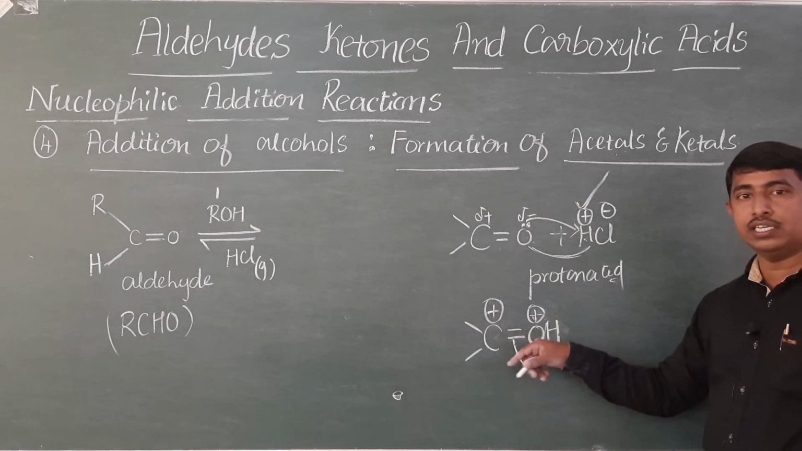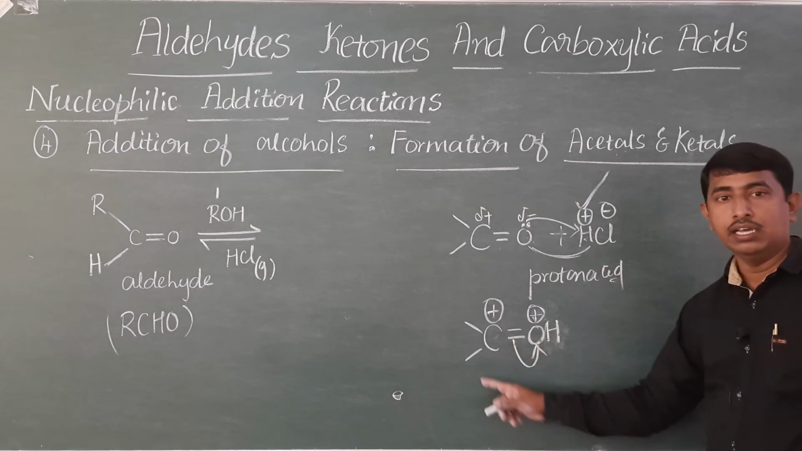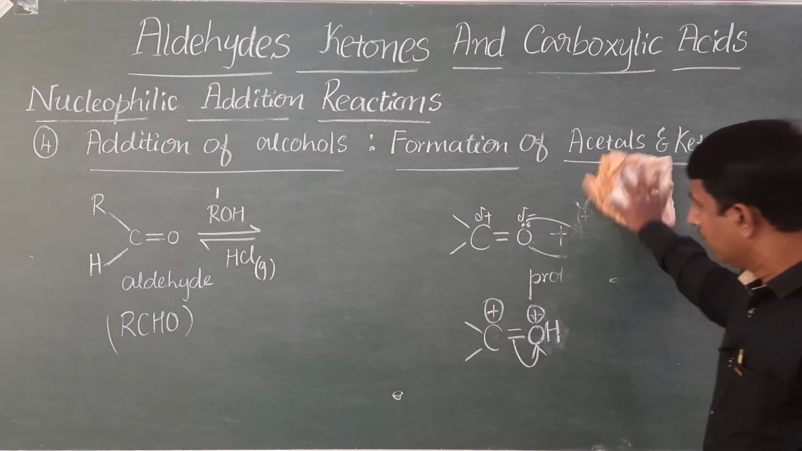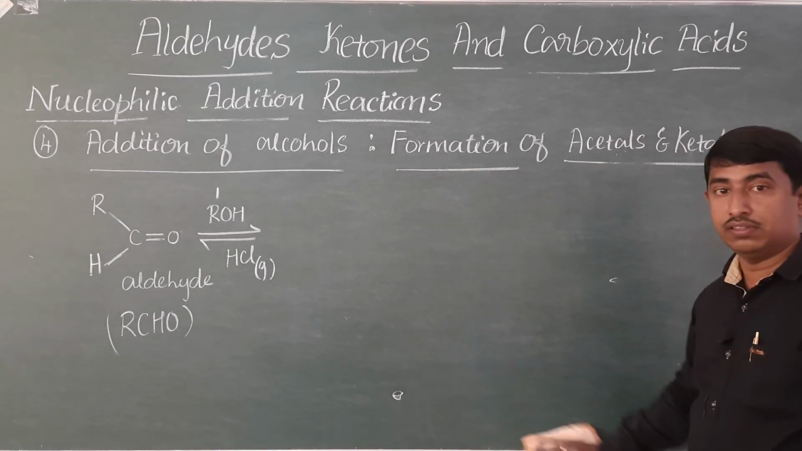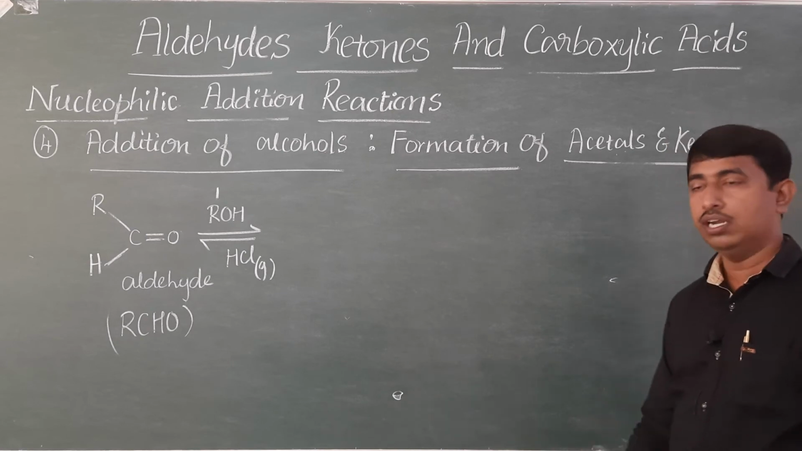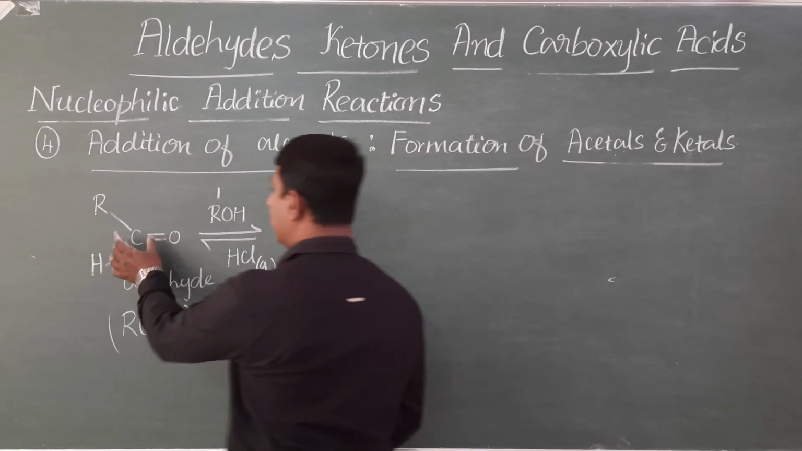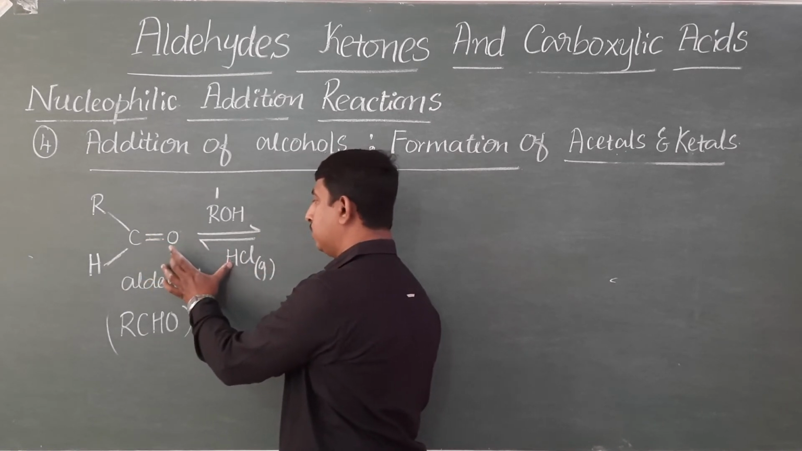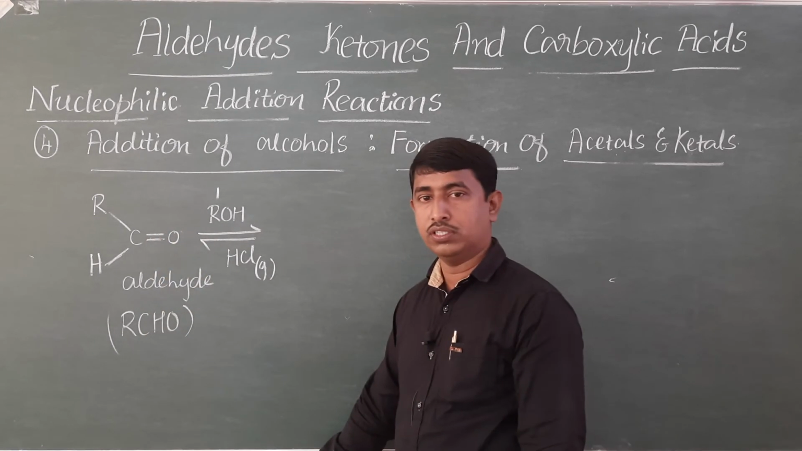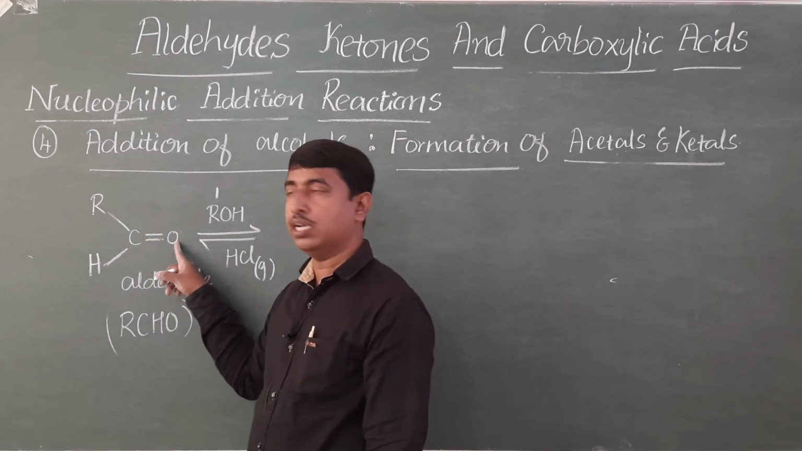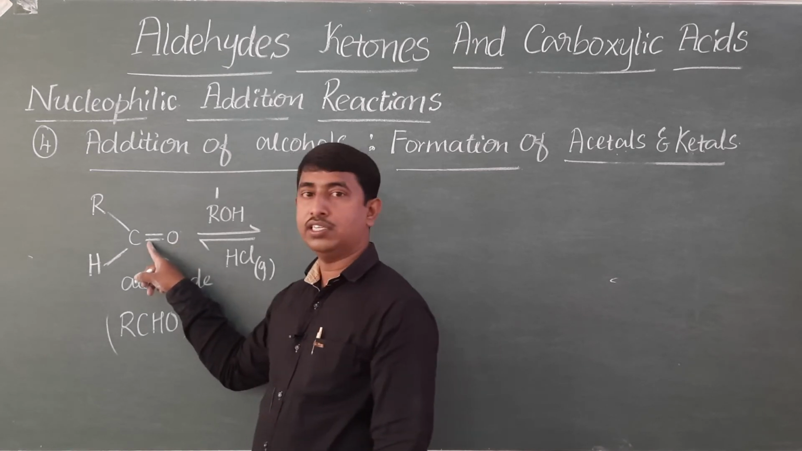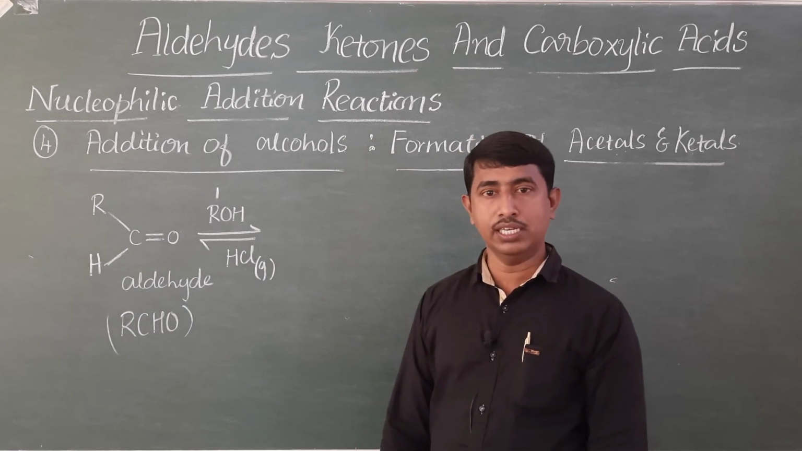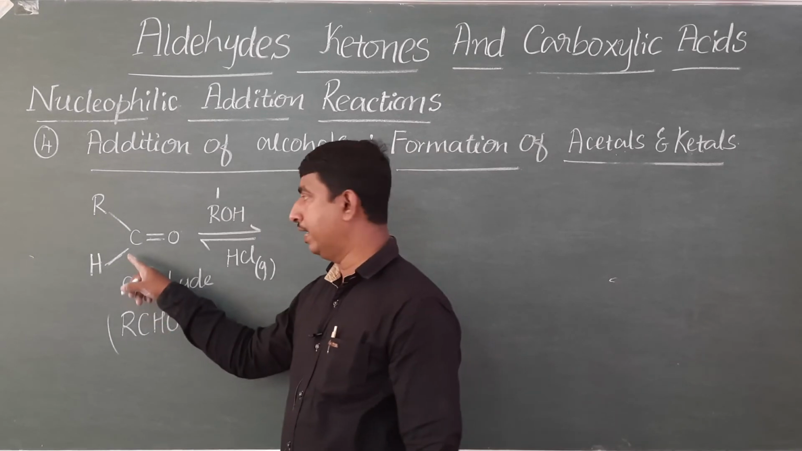So once electrophilicity increases, the nucleophile can readily attack this carbon atom. So the role of HCl is that it increases the electrophilicity of carbon. In the presence of HCl, the oxygen atom gets protonated. Once this oxygen atom gets protonated, positive charge is developed upon oxygen. Due to the presence of positive charge, this oxygen readily attracts the shared pair of electrons towards itself. Upon carbon, the amount of positive charge increases, so the nucleophile can readily attack here.